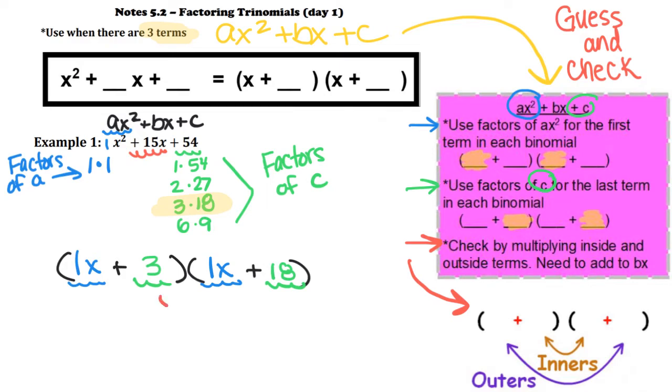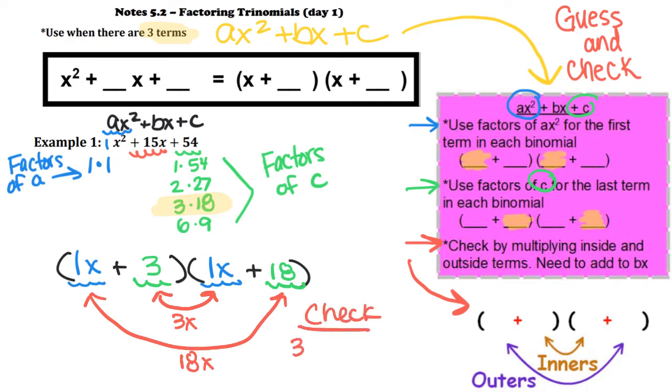So let me check the inner products. So 3 times 1x is 3x. And the outer 1x times 18 is 18x. So for my check, 3x and 18x will give me 21x. But oops, we wanted 15x. That's in the middle of the problem. Remember, we want it to add up to the bx. That's that middle term here. So back to the drawing board.